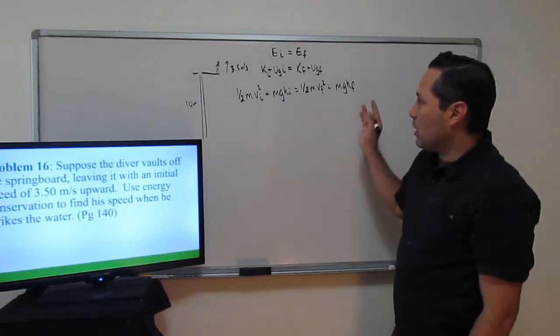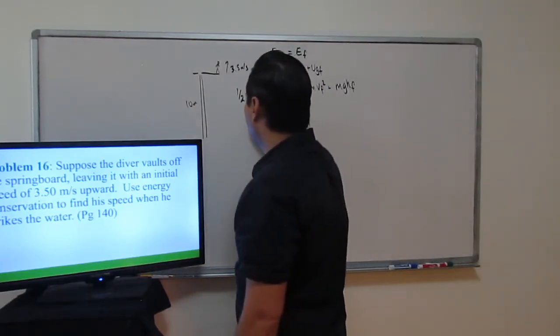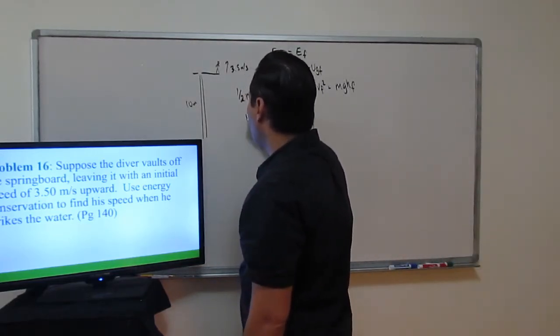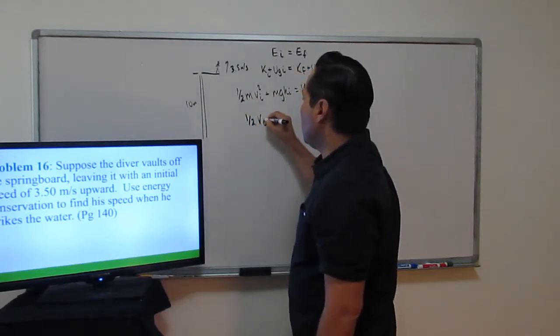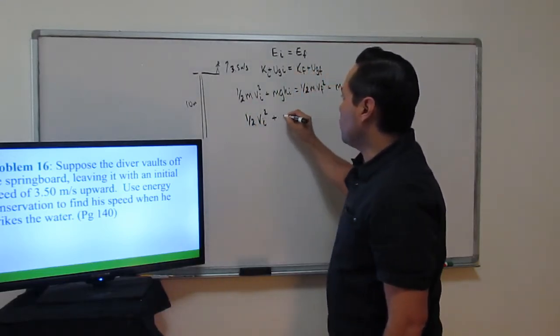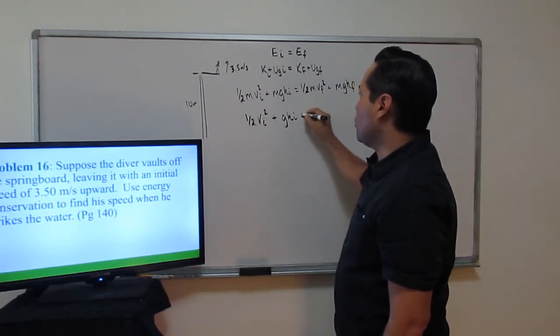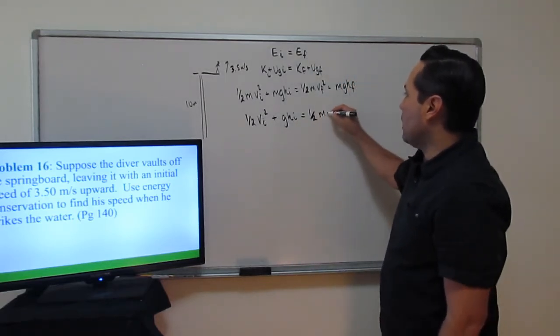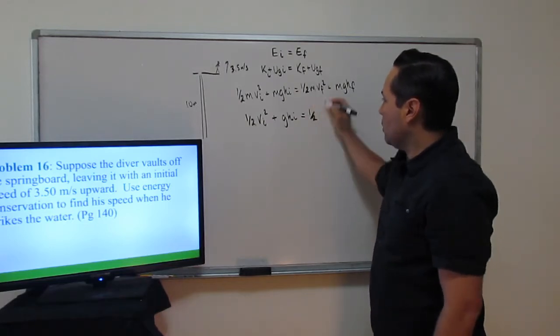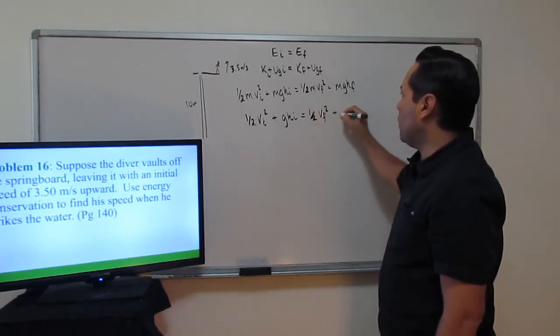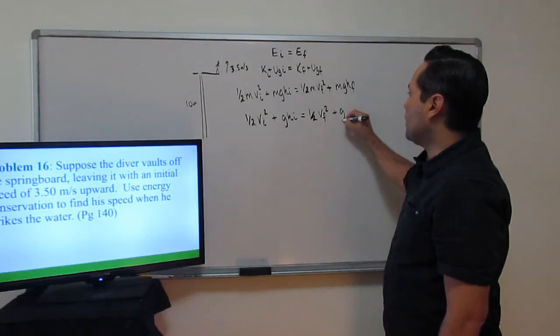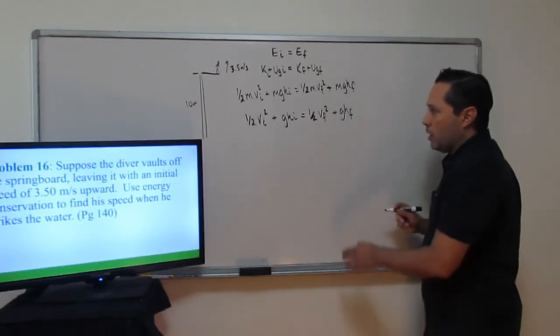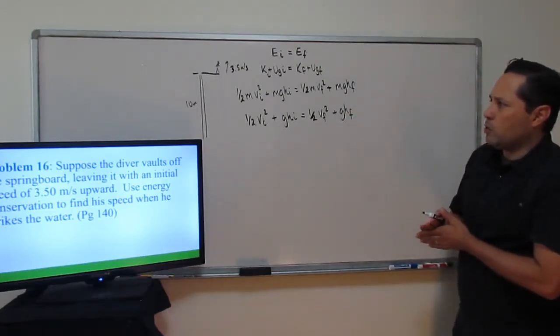So we're going to go ahead and do that, get rid of the mass. So we're going to be left with this: 1/2 velocity initial squared plus gravity times height initial equals 1/2, no, mass is gone, velocity final squared plus gravity times height final. Alright, so what else can we do to this?